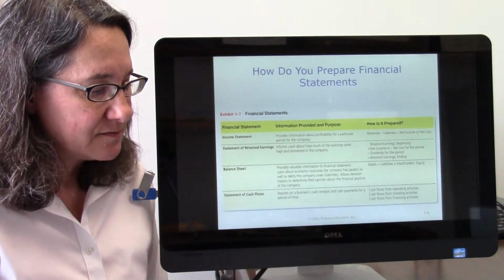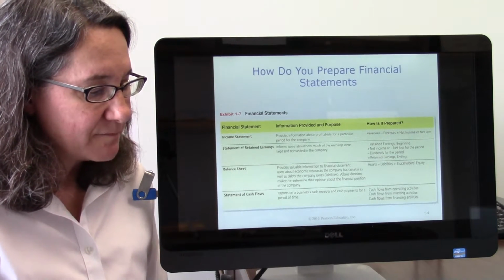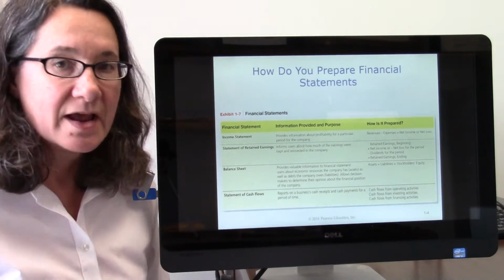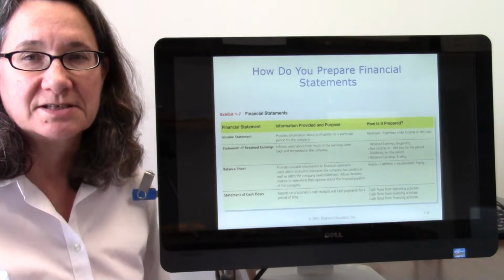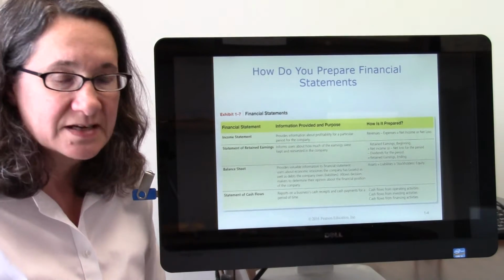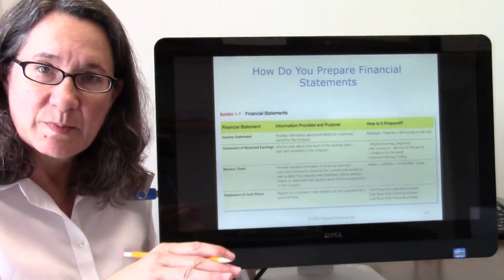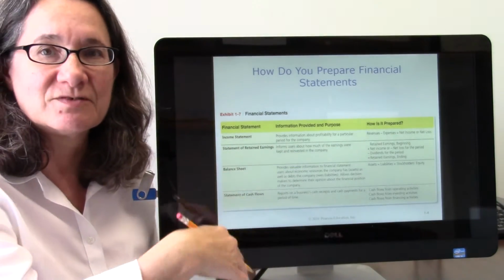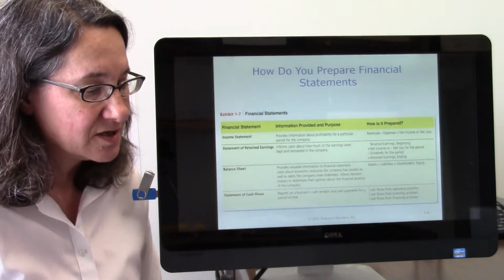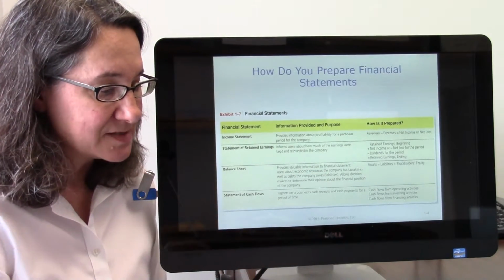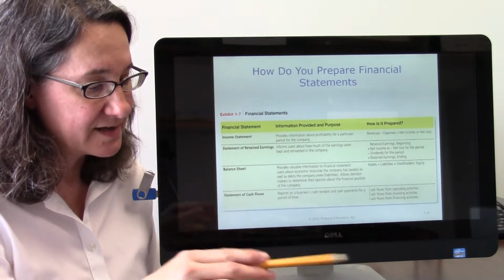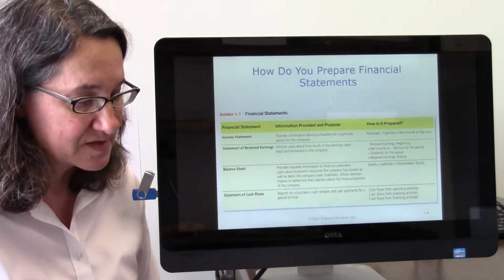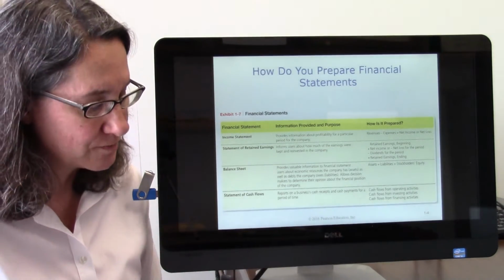The income statement is followed by the statement of retained earnings. The balance sheet is the third statement prepared, and the statement of cash flows is the final report prepared. We always prepare them in that order, so it's good to learn them in that order, because you need information from the first one to go to the second one. They flow together. You need the information from the income statement to go to the statement of retained earnings. Then you need that to go on the balance sheet, and then you reconcile the income statement to the balance sheet using the statement of cash flows. So you need them prepared in that order.